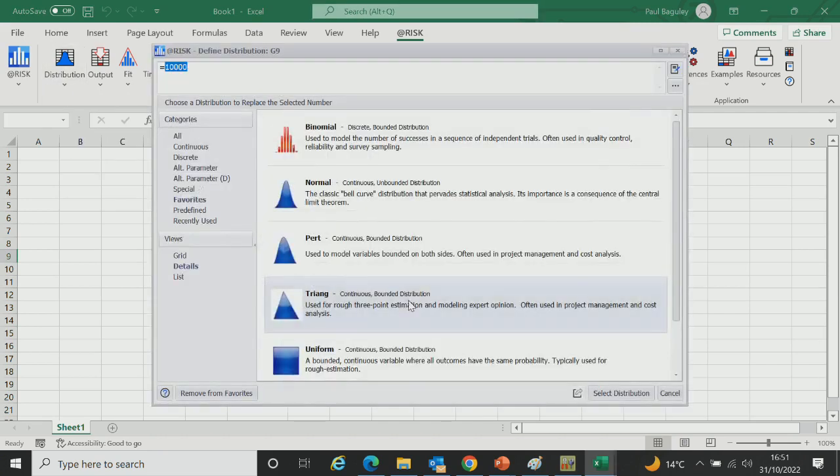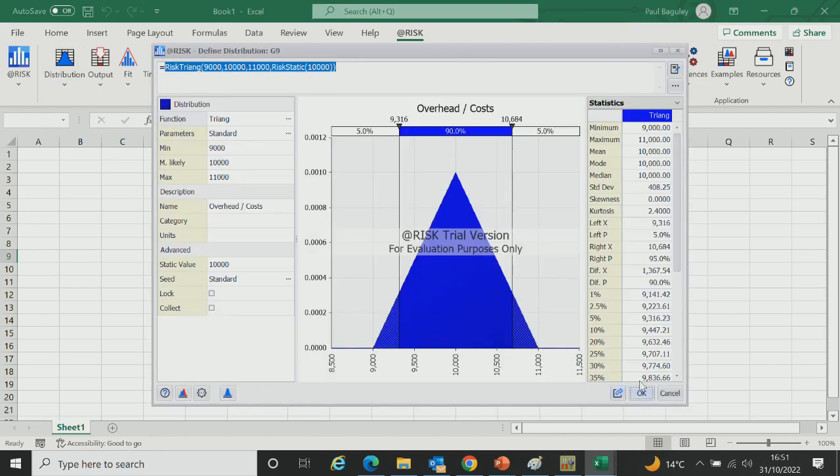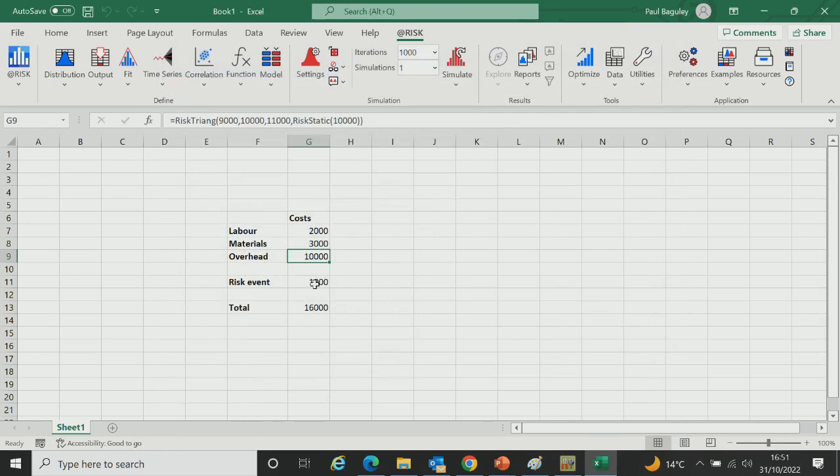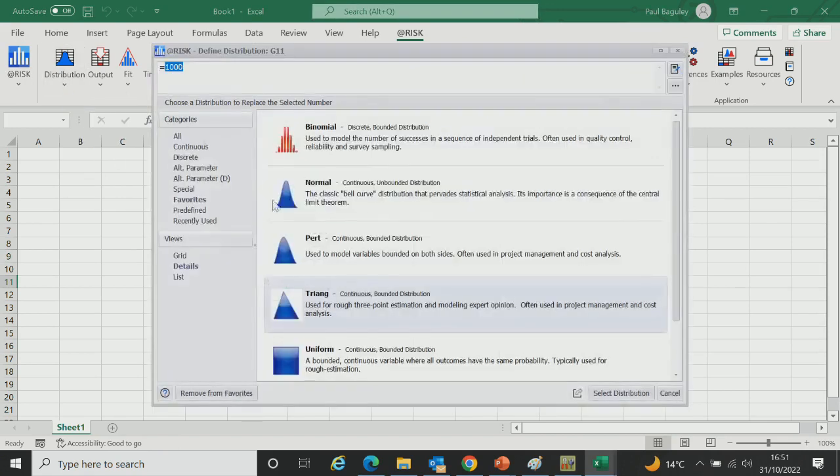They wouldn't all be the same if we had more time to develop this. Now the thing with a risk event is, it either happens or it doesn't. So this is what's called a Bernoulli distribution.